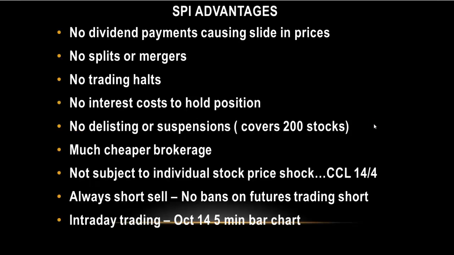Some of the advantages of trading the SPI: there's no dividend payments which might cause a slide in the prices. Because it's a futures contract covering the top 200 stocks, there's no splits, there's no mergers, there's no trading halts unless all 200 stocks suddenly stop trading immediately, and that's very unlikely. No interest costs to hold your position. There's no delisting or suspensions because we are spreading the risk over 200 stocks. It's much cheaper in brokerage to take one contract than buy a big parcel of shares. And it's not subject to individual stock prices like we might see in other markets.